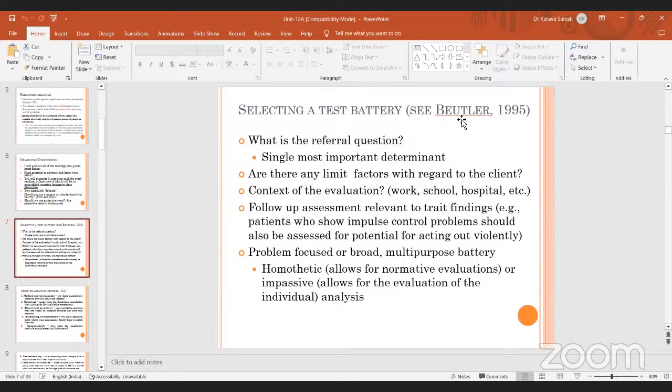The selection of the test batteries. So what are the reference questions? Most important is determination. There are time-limited factors regarding the client, and the context of the evaluation: work, school, hospital.